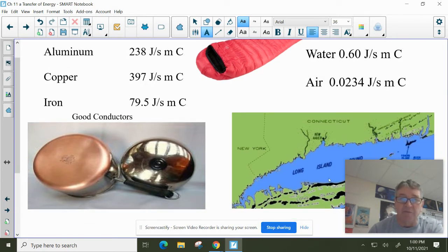This also has to do with climate. I talked about this in class. Water, like Long Island Sound, holds on to heat, but it also gives up heat very slowly. So as we head towards winter, the water in the Sound right now is probably at 70 degrees.